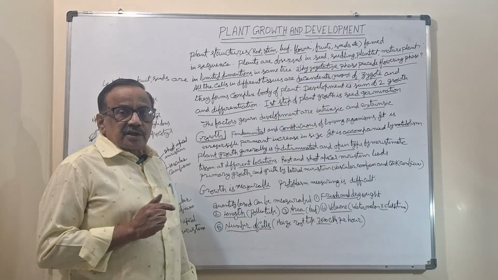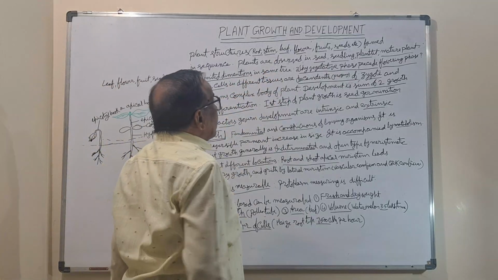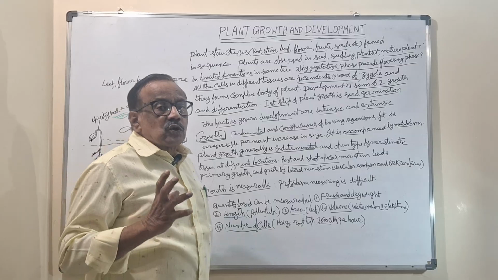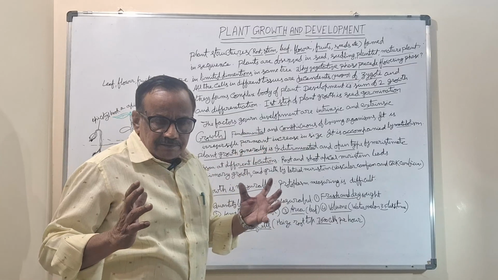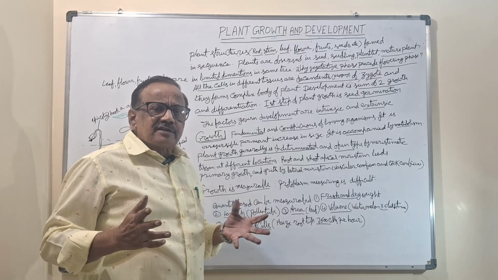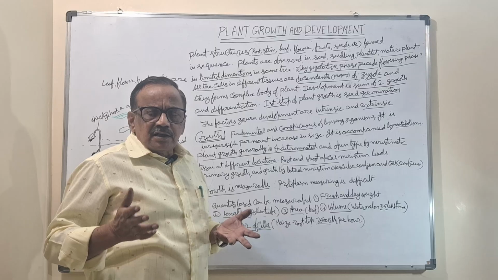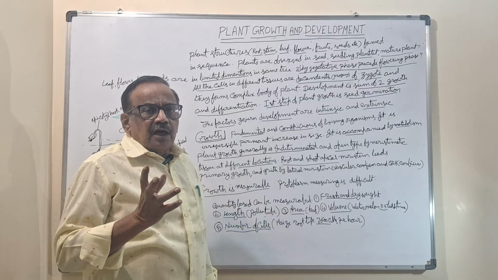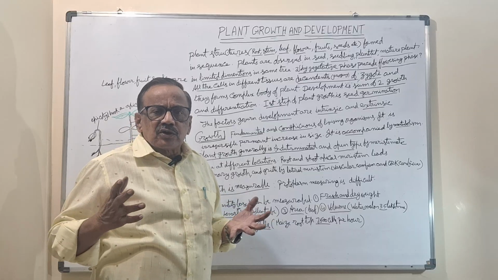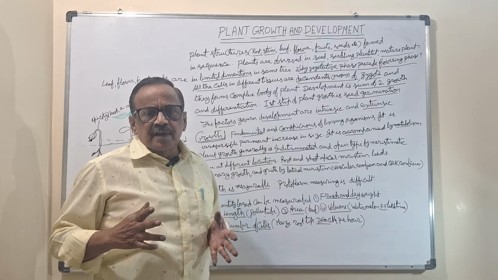Now I am going to discuss a new chapter, that is plant growth and development. Plant growth means growth that causes an increase in size. Development means the different phases, such as the vegetative phase and flowering phase, present in the life cycle of the plant. That is called development. How the growth and size improvement and the different phases come about, that entire thing will be discussed in this chapter.